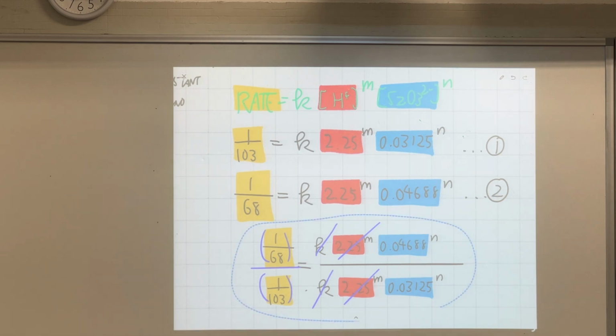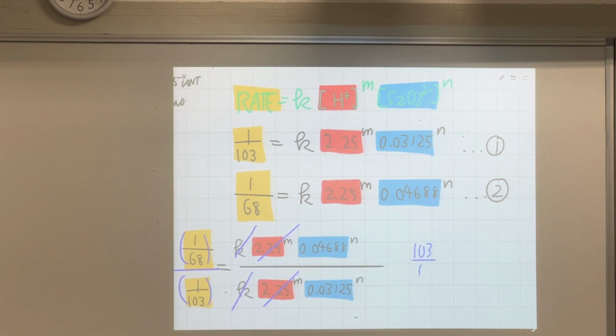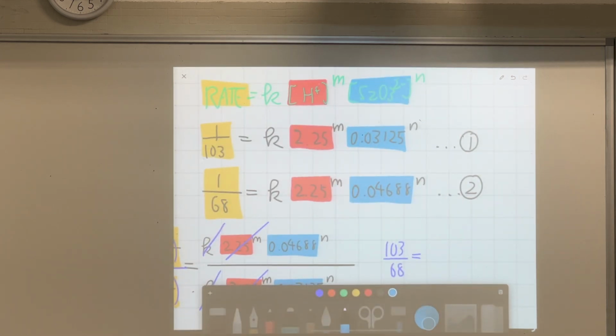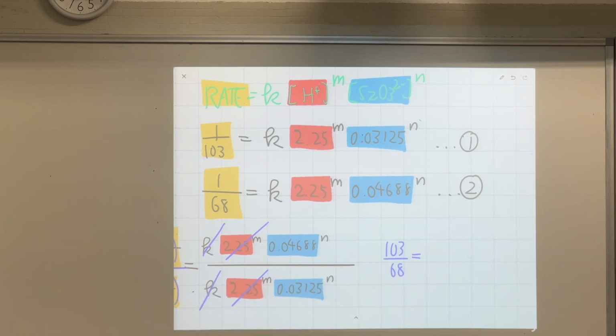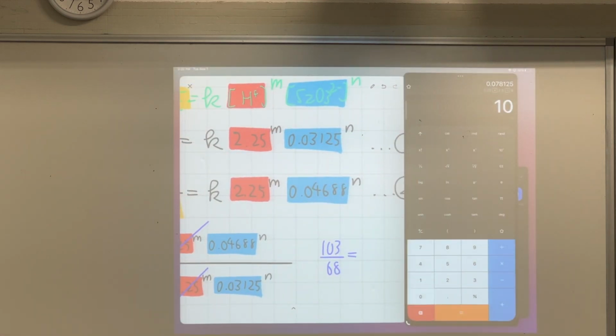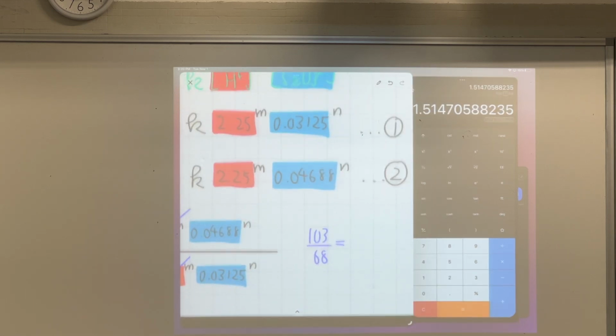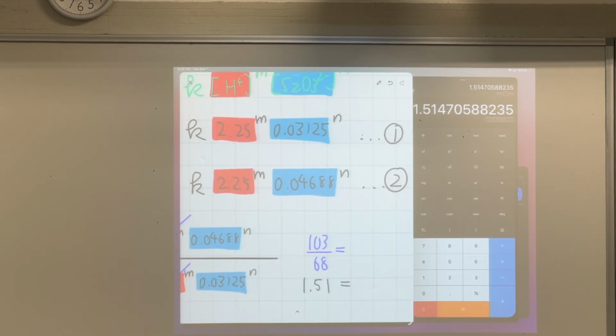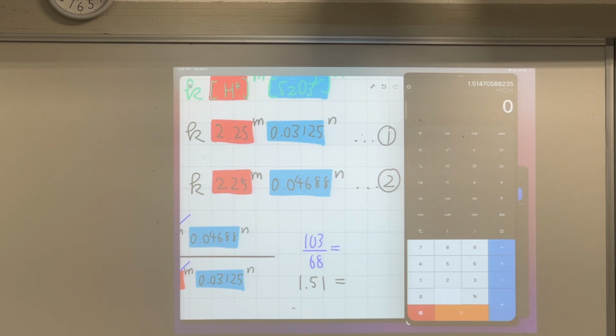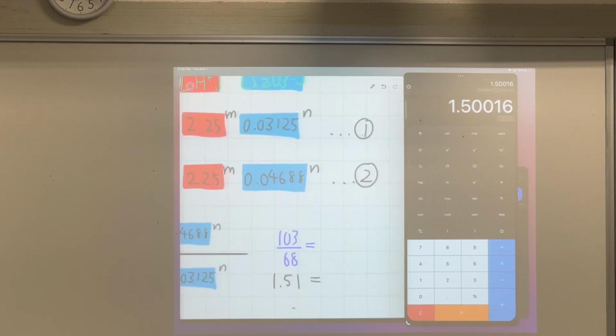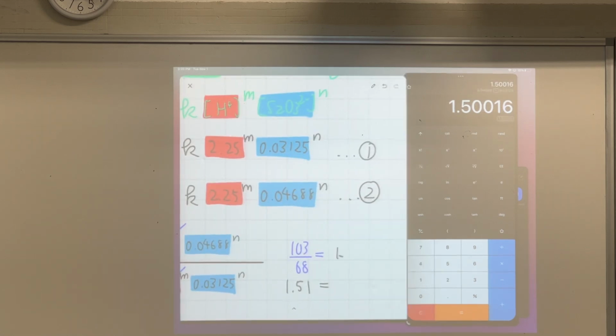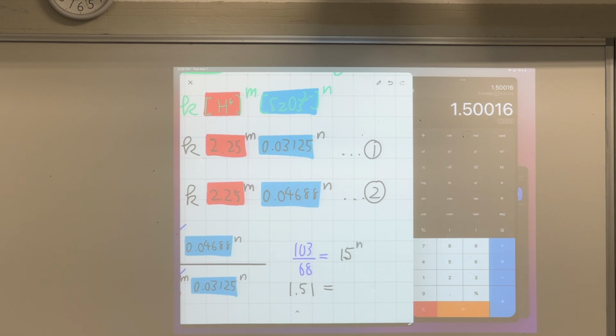That will be a weird number. Doesn't matter. You can also do this thing now. What is 0.04688 over that? So 103 divided by 68 is, yeah, only because I take 1 divided by 2, not 2 divided by 1. Actually, it's the same. So 0.04688 divided by 0.03125. Okay, so the answer is out. So you have 1.5 to the power n.